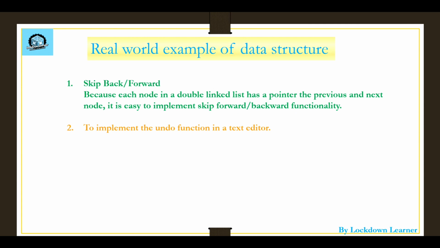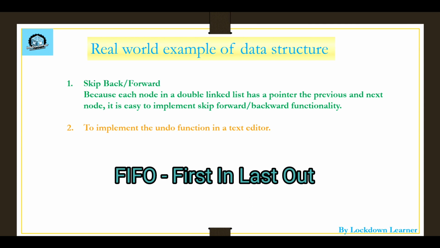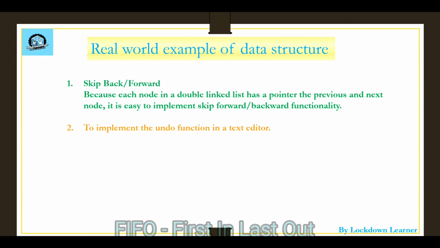Okay guys, to implement the undo function, I told you in the example how this undo works. Suppose I'm writing my name, lockdown learner, and I have to clear lockdown learner. It is not clearing my name first, it is clearing learner and then lockdown. So it is a stack, first in and last out. When I'm writing my name, first is my, second is name, and then lockdown learner. When I'm clearing, it is not clearing my name, it is clearing lockdown learner.